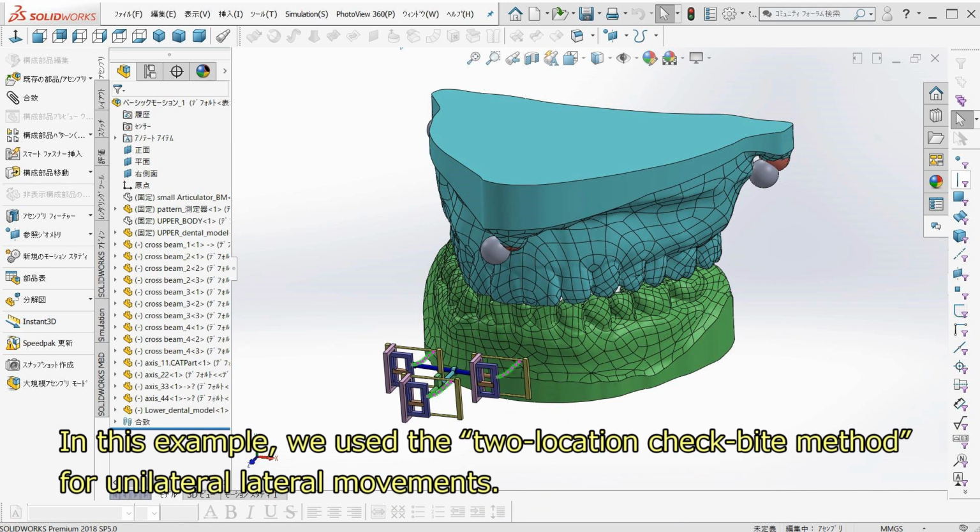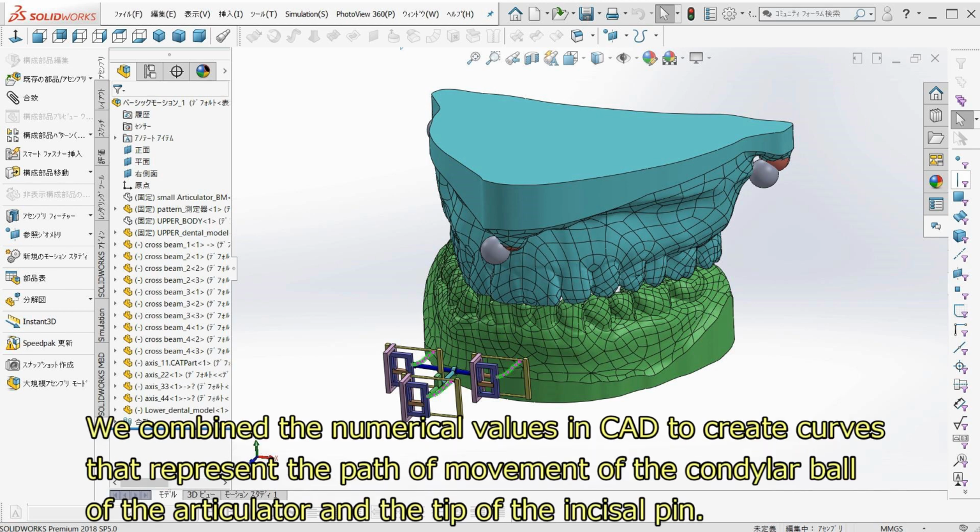In this example, we used the two-location check-byte method for unilateral lateral movements. We combined the numerical values in CAD to create curves that represent the path of movement of the condylar ball of the articulator and the tip of the incisal pin.